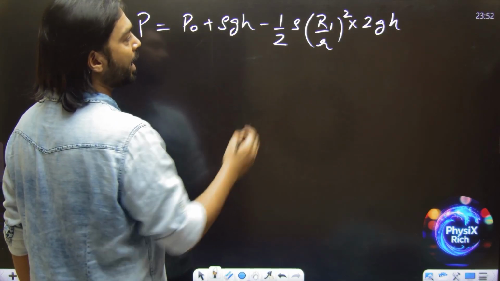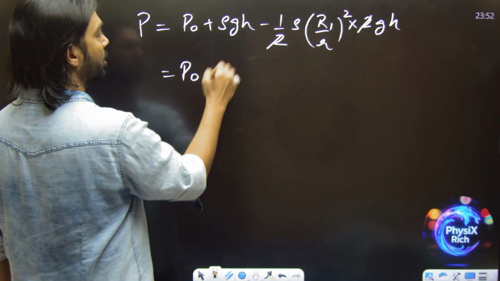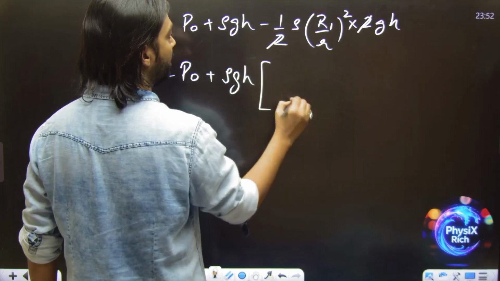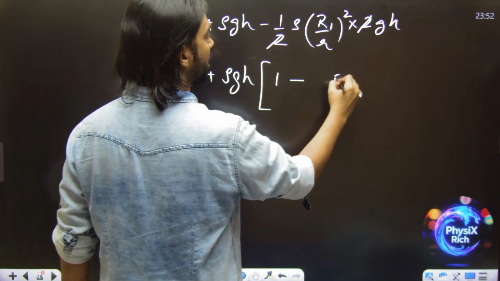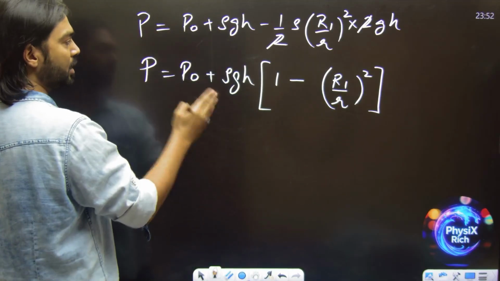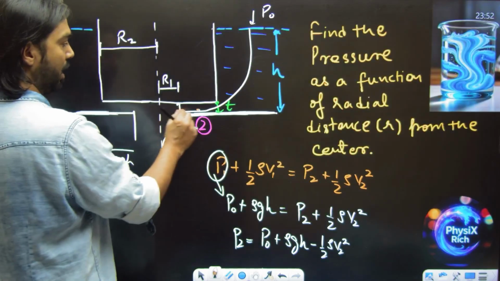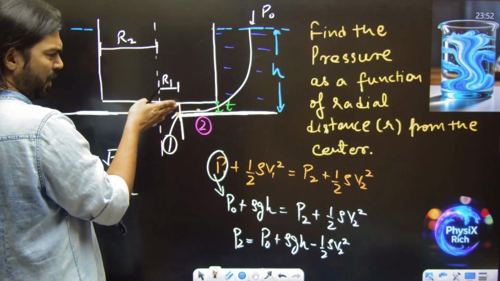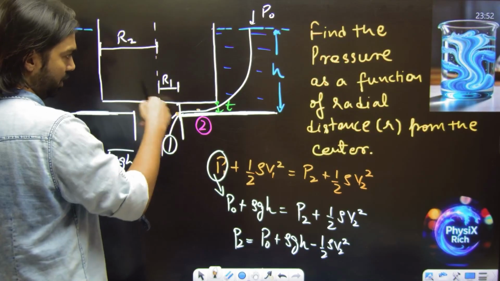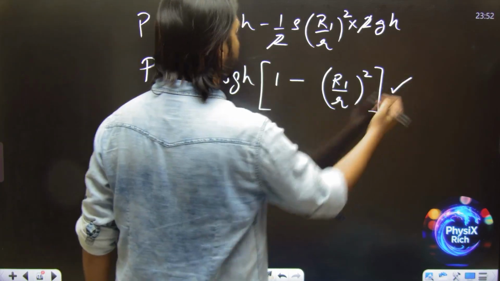So I see that this 2 gets cancelled. There is a rho GH over here and a rho GH over here, so I can take the rho GH common. And then I am left with 1 minus R1 by r whole squared. And that's my answer. So this is exactly what I was looking for. I was looking for the pressure as a function of small r, which is the distance from the axis of this hole. All right. So this is the final answer. A very nice looking, beautiful answer.